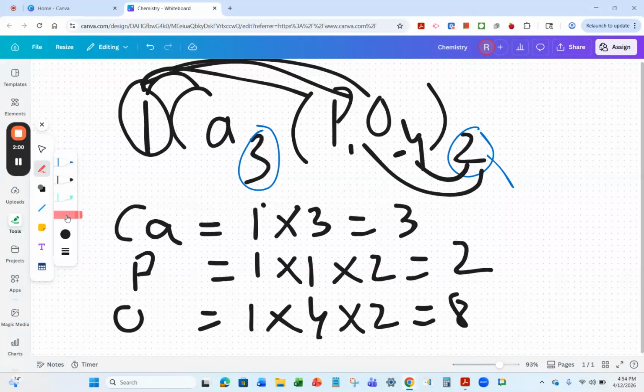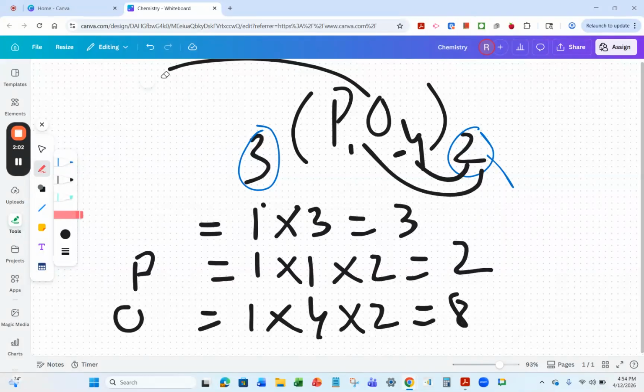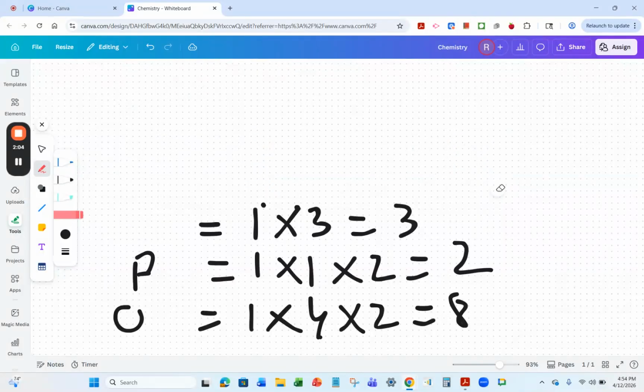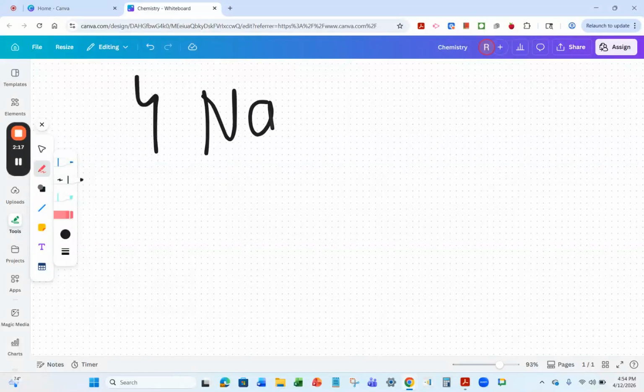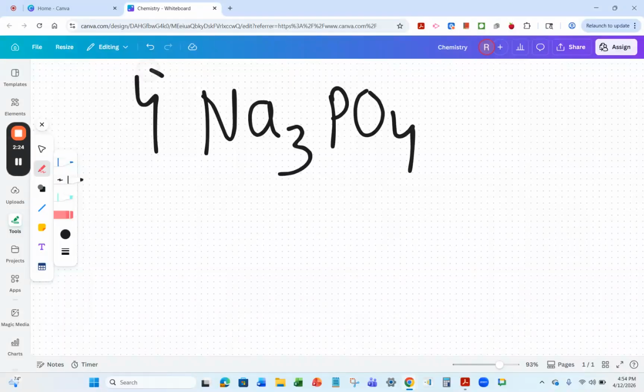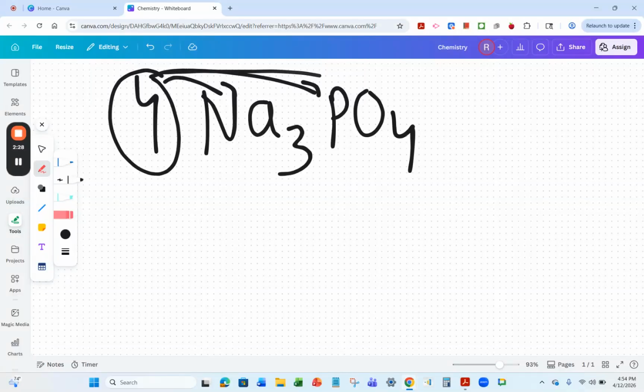So I'm going to show you another example with a coefficient. Let's say you have 4 sodium phosphate. So here we have a coefficient 4. This 4 is a joint property of each and every atom behind that number.